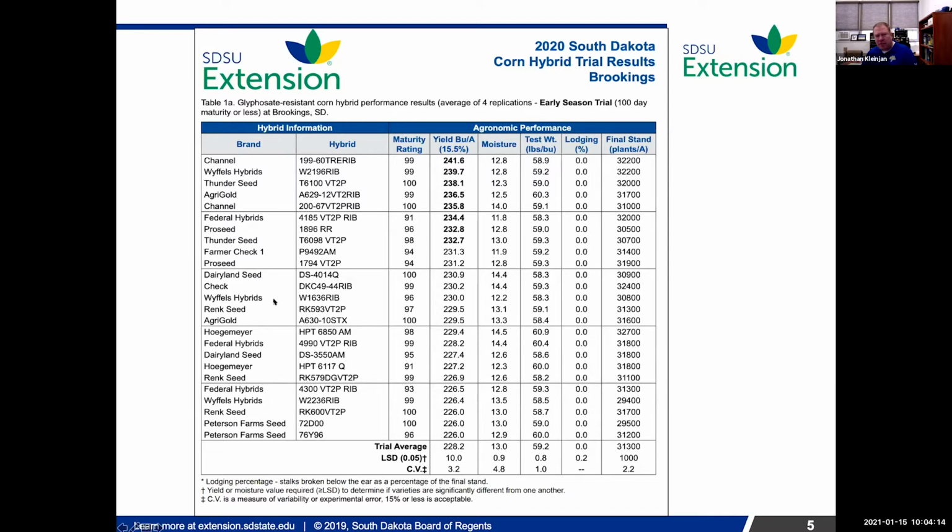One of the things I tried to do different this year is I allowed the farmers to do their own checks. So in Brookings, I actually chose these. Farmer Check 1 is a Pioneer number, and Farmer Check 2 is, I think, on the second page of these results. This is the early trial, so 100-day or less in Brookings. And so we're able to see if the farmers are cooperators, and we'll talk about that a little bit more on the next page, if they want to see how the hybrids that they pick compare to what we're doing in the trials.